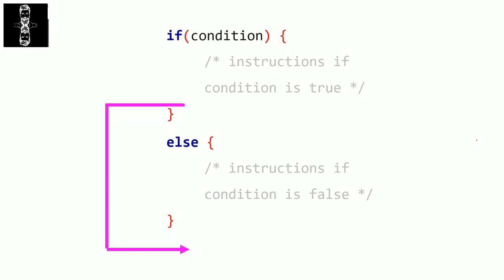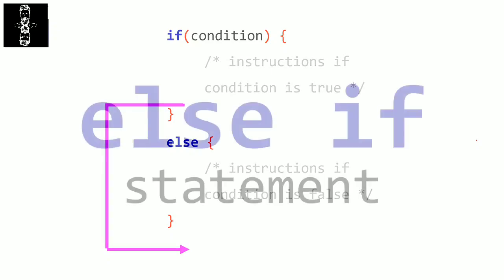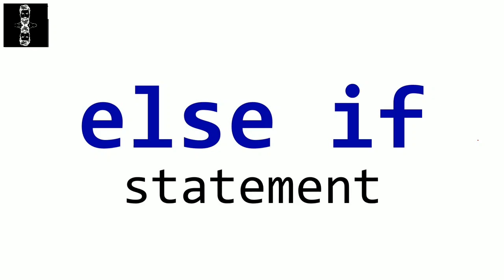In what we've done until now, we had only two cases, the case where the condition is true and the case where the condition is false. That's it. What if we wanted to have multiple cases? See you in the next video to talk about the else if statement.